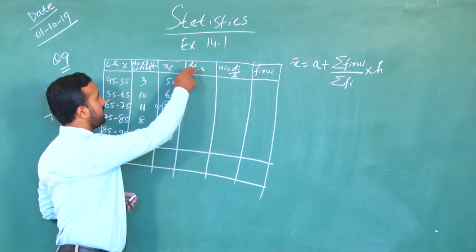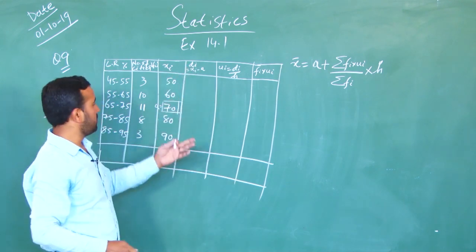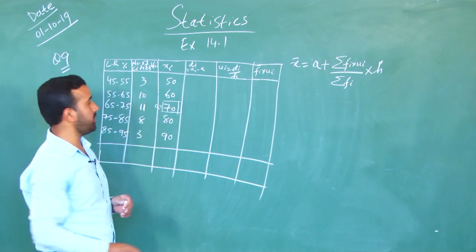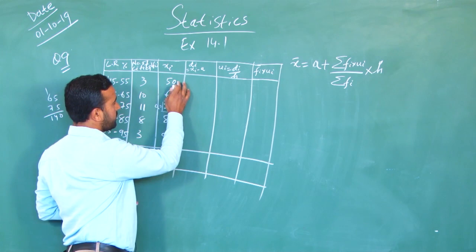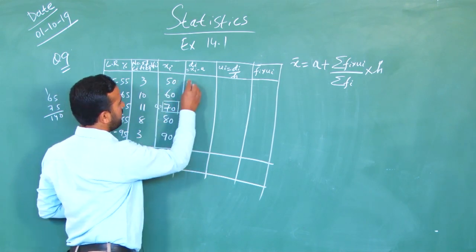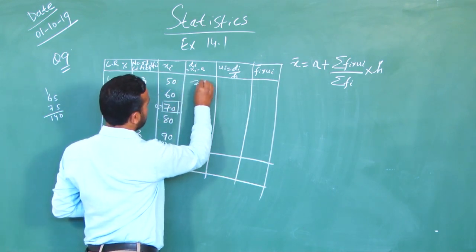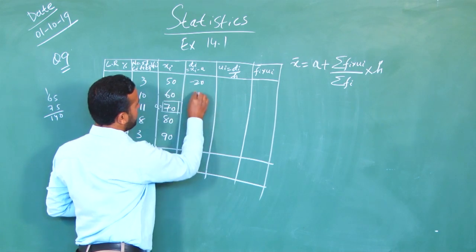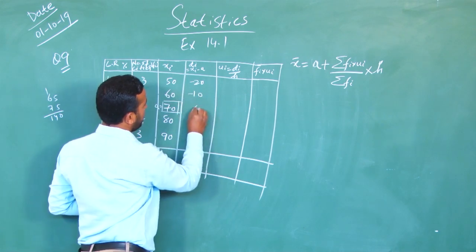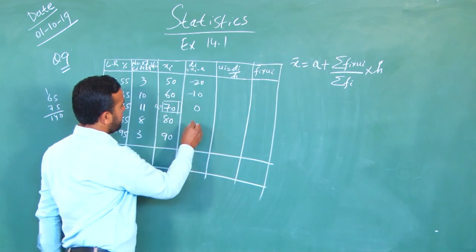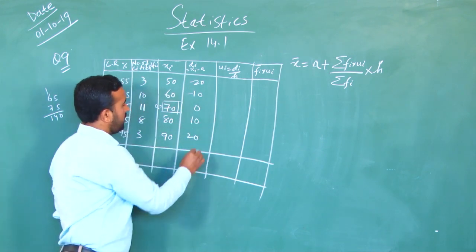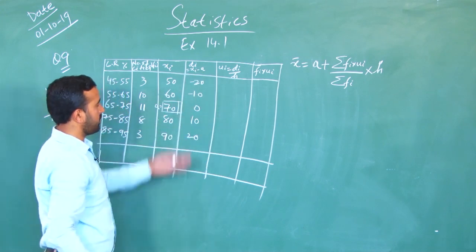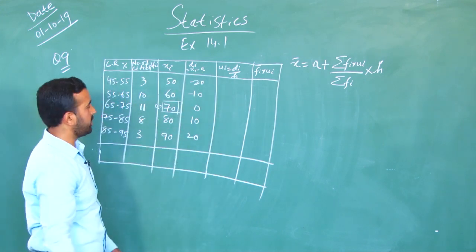And now we have to take the difference of the respective xi values with this assumed mean. The first one is 50 and the assumed mean 70. It will give us minus 20. And then 60 minus 70, it will give us minus 10. Then 0. Then 80 minus 70, it will give us plus 10 and 20. And you can see the deviations from the mean.